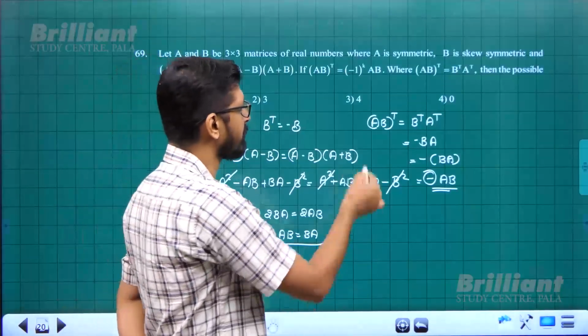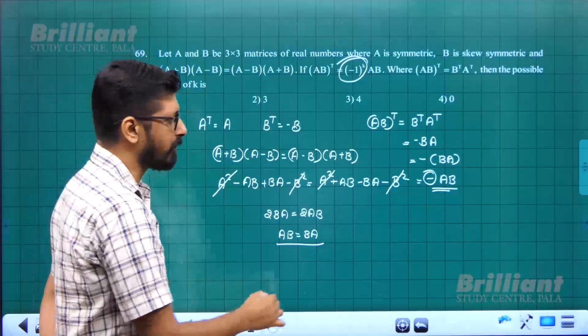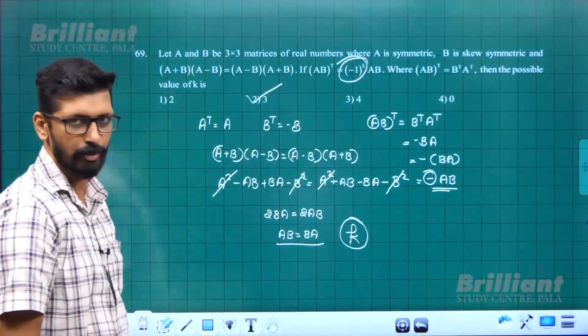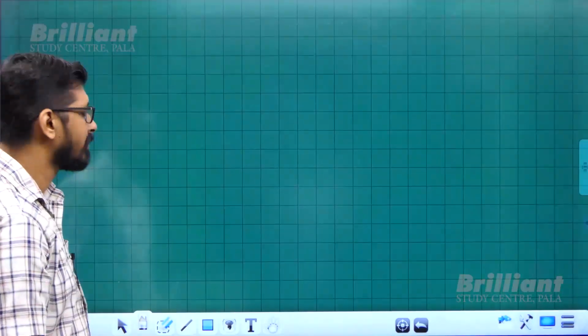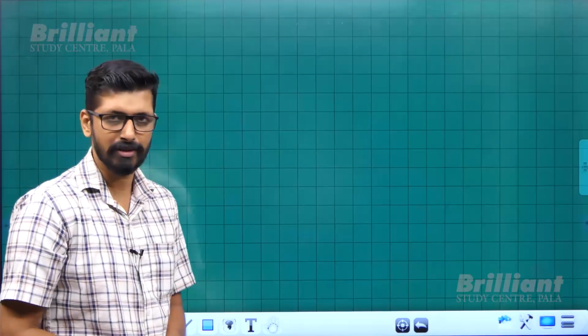സോ (AB) transpose എന്ന് പറയുന്നത് അവർ വന്നിരിക്കുന്നത് (minus 1) raised to k into AB ആണ്. സോ k should be an odd number, k എന്ന് പറയുന്ന ഒരു ഓഡ് നമ്പർ ആയിരിക്കണം. സോ ഓൺലി പോസിബിലിറ്റി 3 ആണ് ഓപ്ഷൻസിൽ. അടുത്ത ചോദ്യം, ഒരു ക്വസ്റ്റ്യൻ കൂടെ ചേഞ്ച് ഉണ്ടായിരുന്നു. ആ ക്വസ്റ്റ്യന്റെ സൊല്യൂഷൻ ഡീറ്റെയിൽഡ് ആണ്, നിങ്ങൾക്ക് തന്നിട്ടുണ്ട്, അത് നോക്കുക കേട്ടോ.